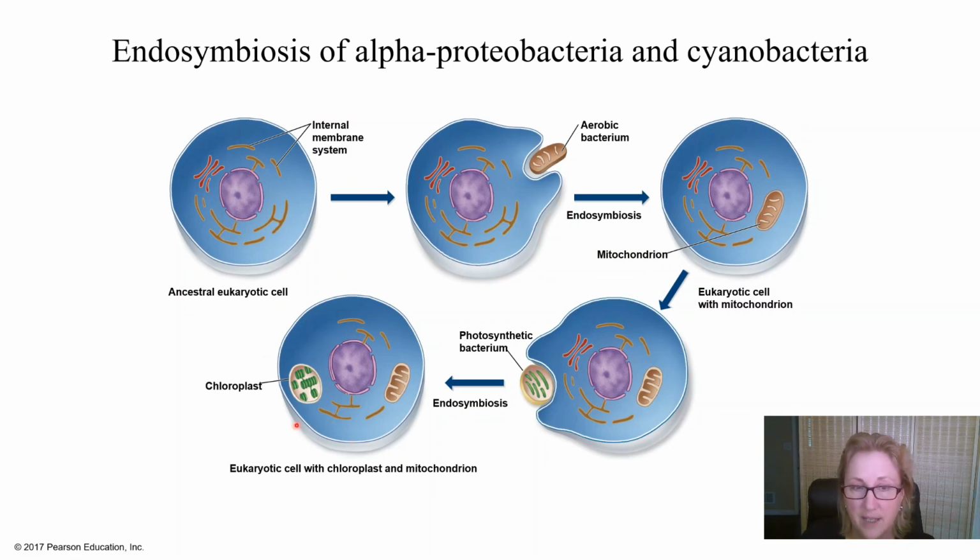Some cells have a single chloroplast. Some cells have hundreds of chloroplasts. And it's the same with mitochondria, although mitochondria tend to be smaller than chloroplasts, so cells tend to have a lot more of them. Thousands tend to be inside of a typical eukaryotic cell.